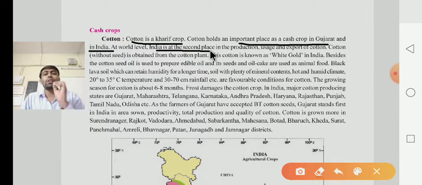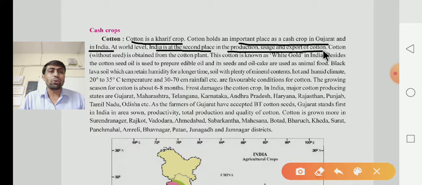If you look at the world level, India is at the second place in the production, the use and the export of cotton. Cotton without seed is obtained from the cotton plant. What do they have to say, dear children? They have to say that cotton without seed is obtained from the cotton plant.